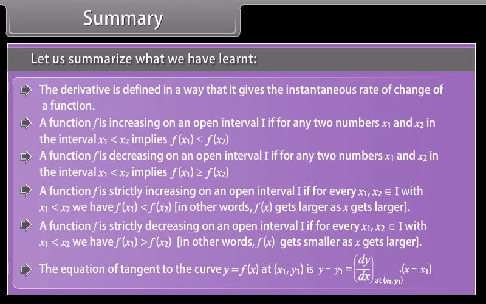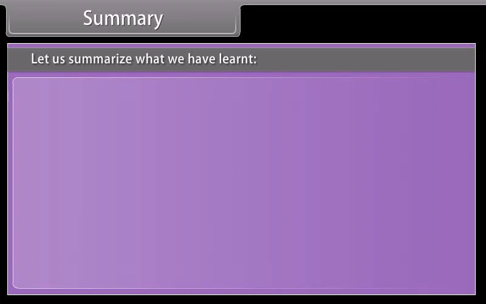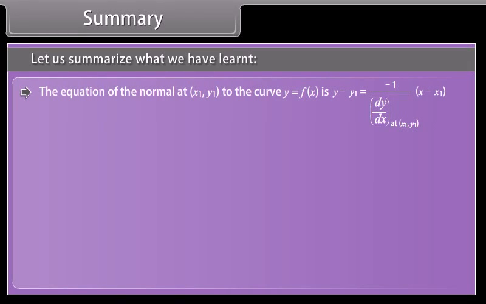The equation of the tangent to the curve y = f(x) at (x1, y1) is y − y1 = (dy/dx at (x1, y1))(x − x1). The equation of the normal at (x1, y1) to the curve y = f(x) is y − y1 = −1/(dy/dx at (x1, y1)) (x − x1). The approximate value of f(x + Δx) is f(x) + Δx f'(x).